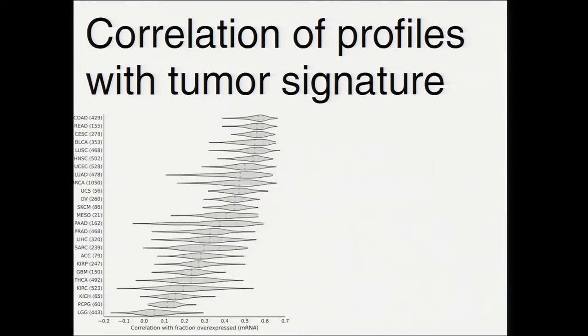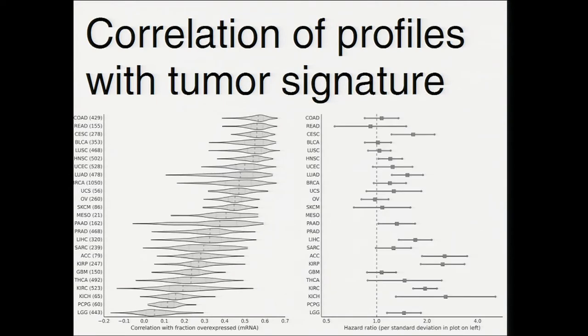So this analysis doesn't depend on the matched normal data at all. So we can apply this across all 8,000 tumors that have expression levels. We see a pretty big spread, with some tumors, such as colon and rectal cancer, having pretty uniformly high correlation to this tumor growth signal. And others have a bigger spread and pretty low correlations.